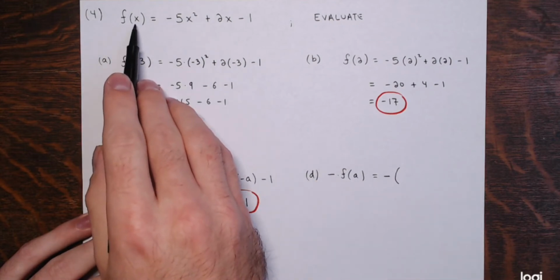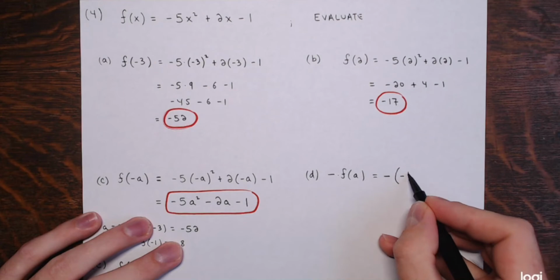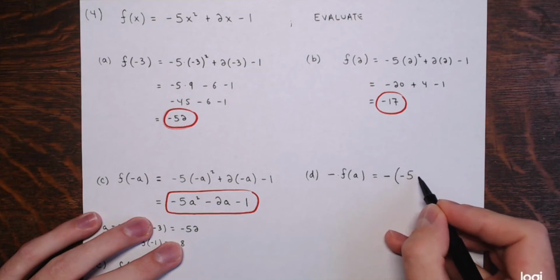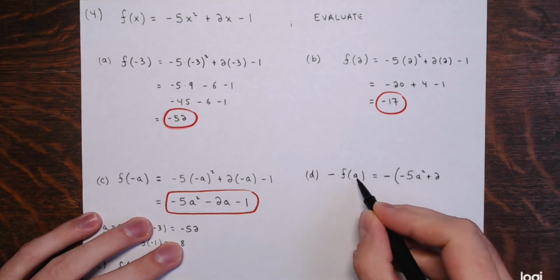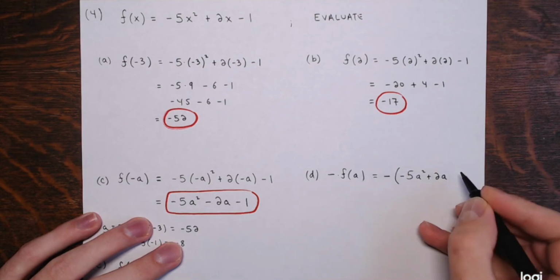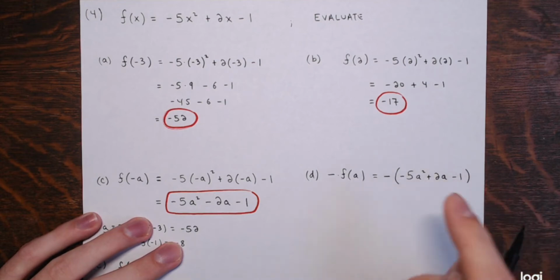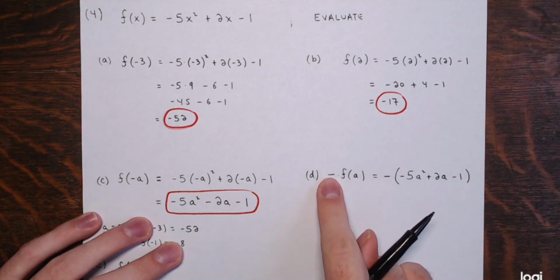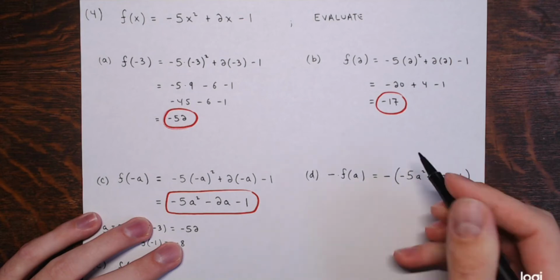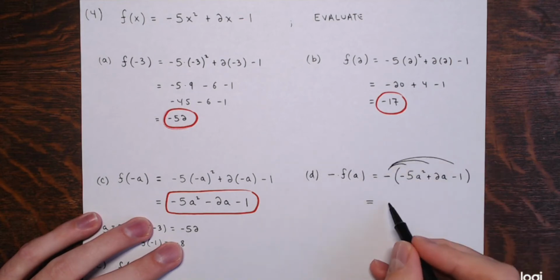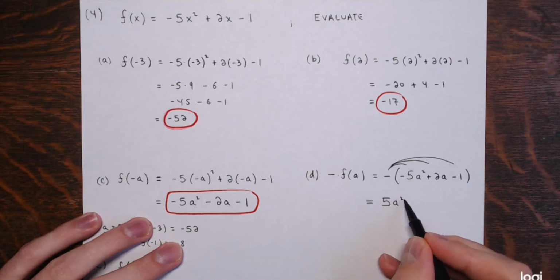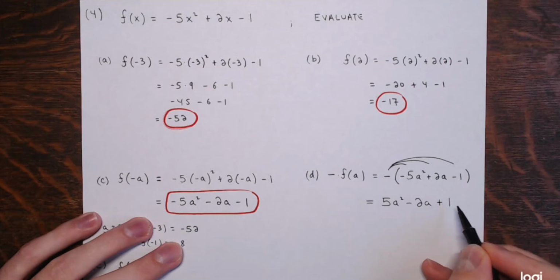So it'd be -5 times, and then instead of x squared, a squared. Plus 2 times, and instead of x, replace it with a, and then -1. But what we're doing here is we're taking the opposite of this. Right? We're taking the opposite of this. So just distribute the negative here. The opposite of all this would be positive 5a squared minus 2a, and then plus 1.